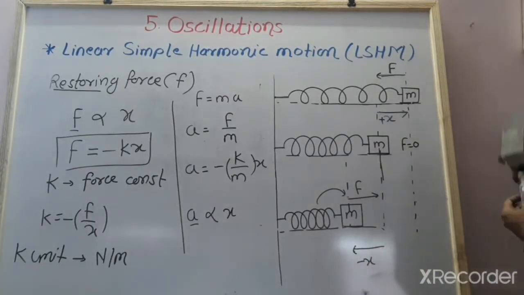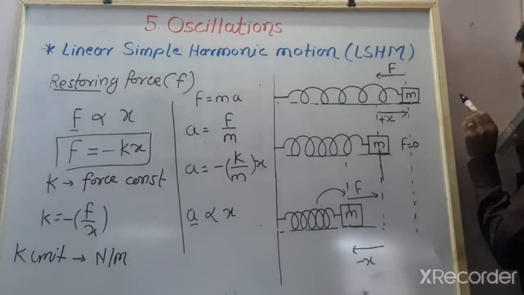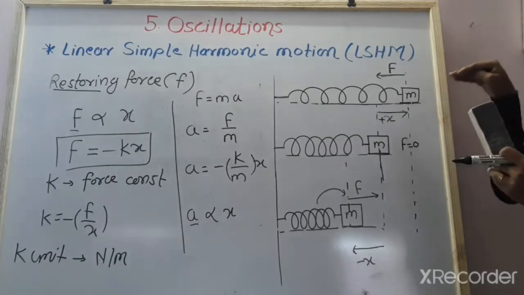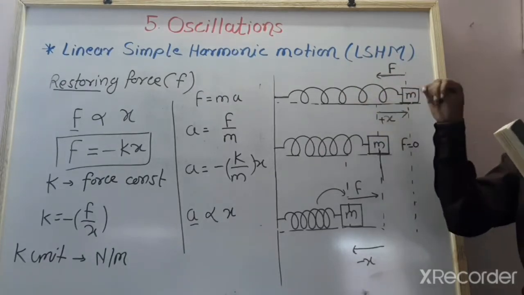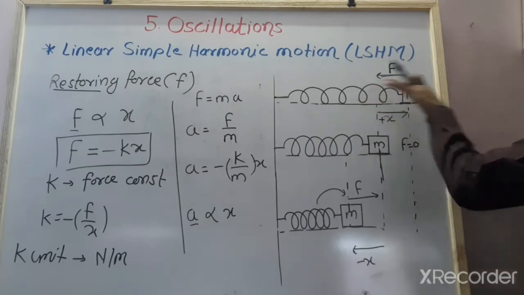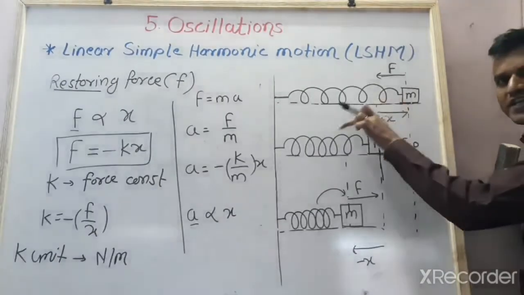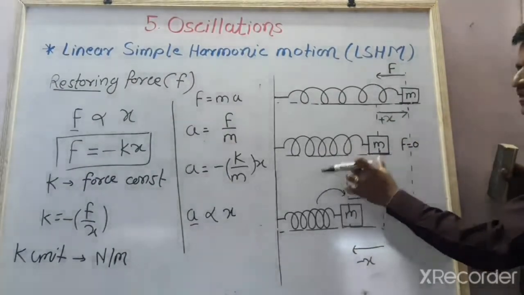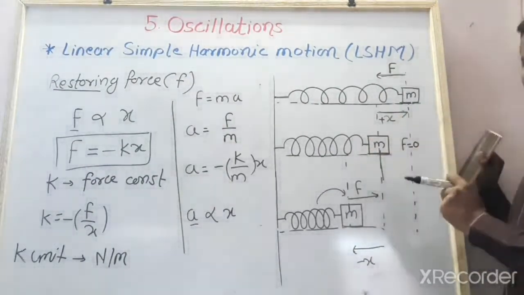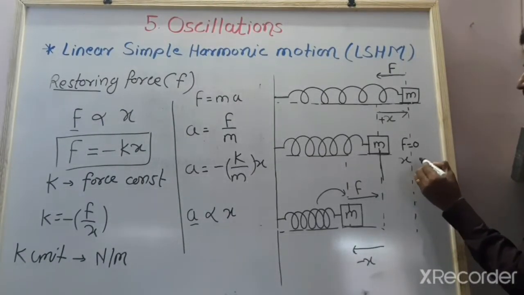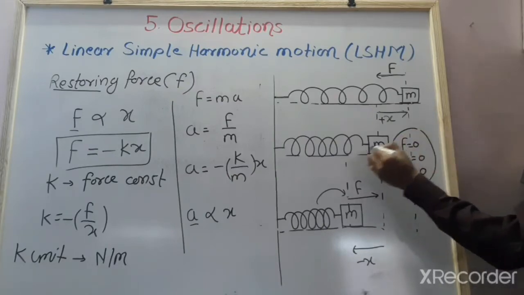Now here, when we release this block after extension of this spring, then the block gets accelerated due to the elastic properties of the spring. Its acceleration increases and displacement goes on decreasing. In this position, when the block attains its original position or mean position, what happens? Its force, displacement and acceleration, these three physical terms are zero at this position.